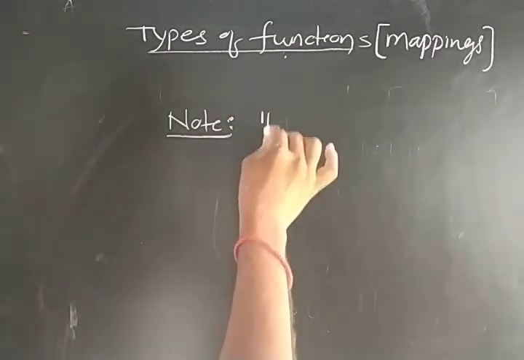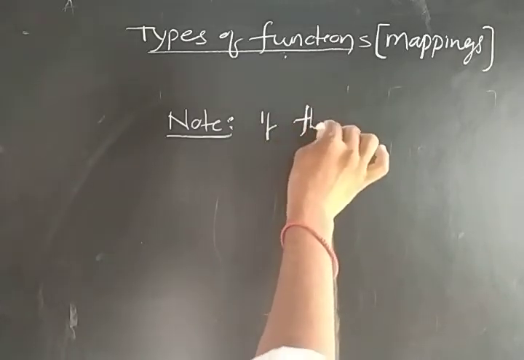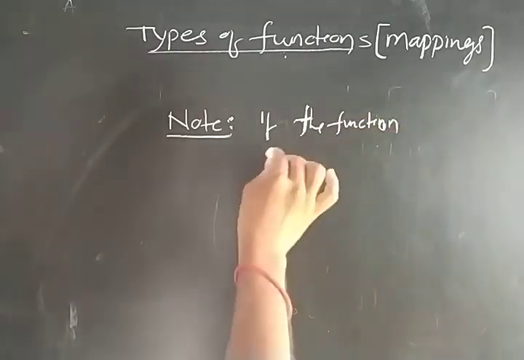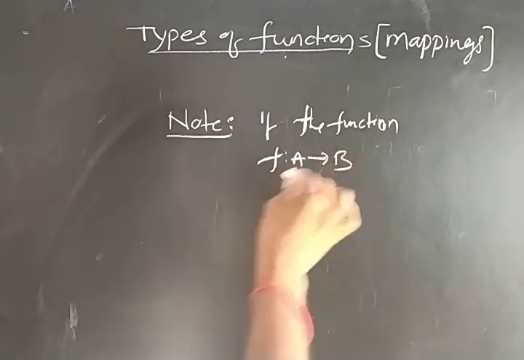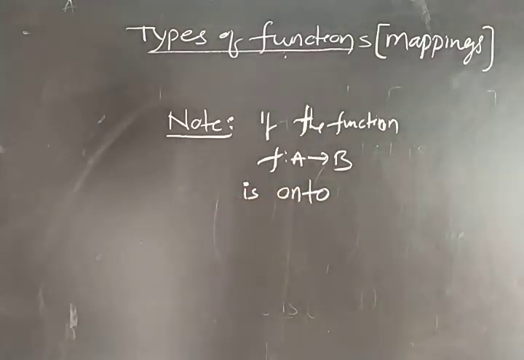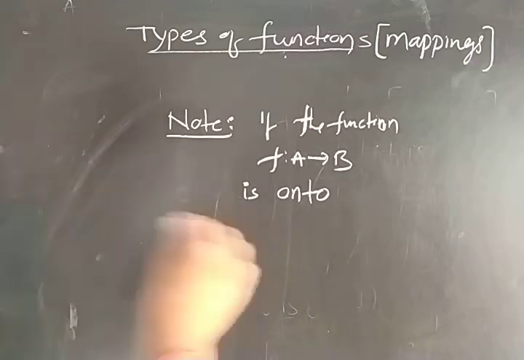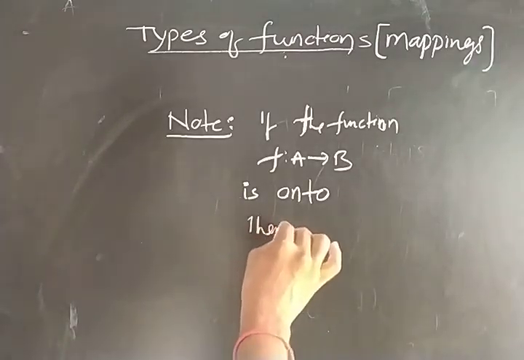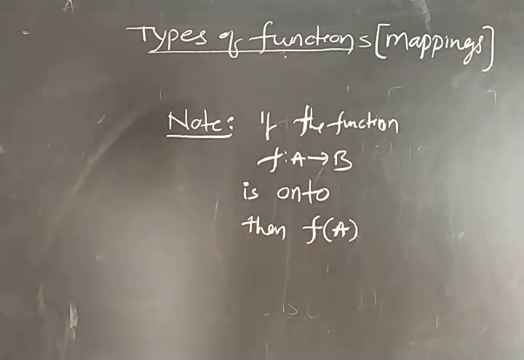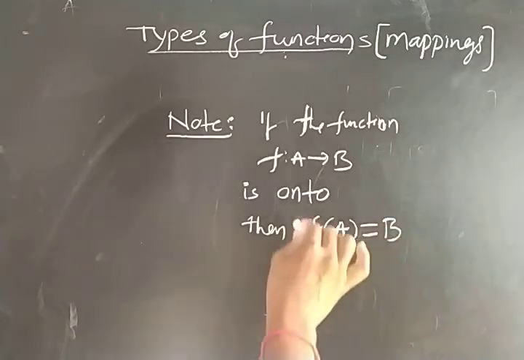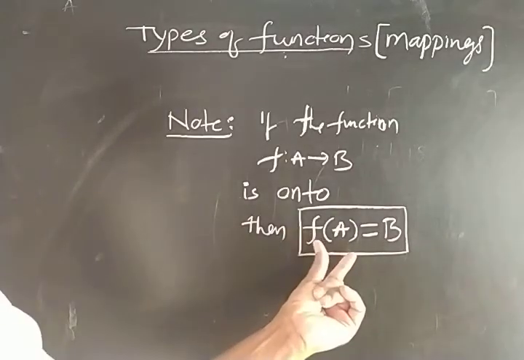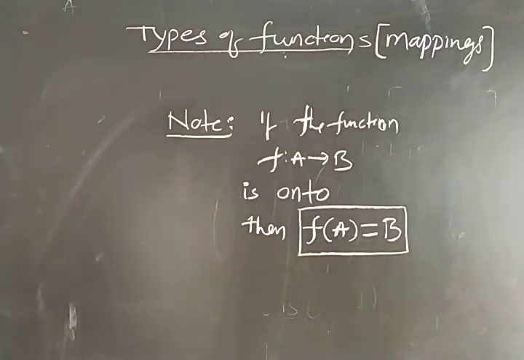So note, if the function f from A to B is onto, then f of A, which is nothing but the image set, the range set, is equal to the codomain. A very, very important condition. While doing the problems, it is very useful. If you show the range is equal to the codomain, you can directly say it is an onto function.